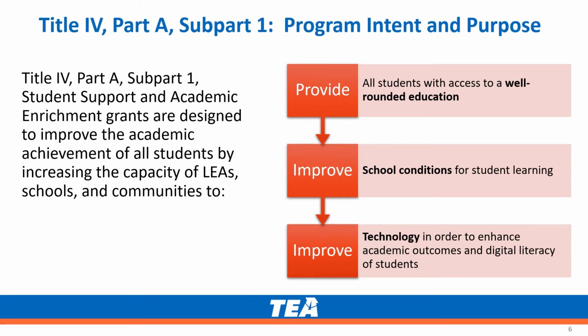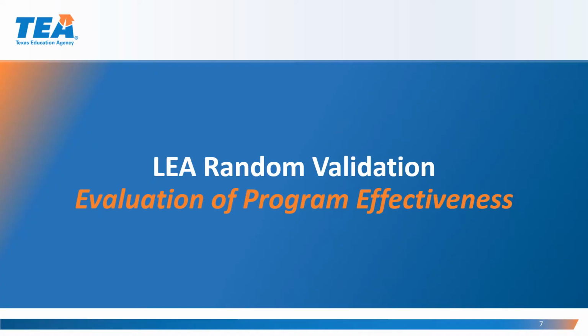The Title IV Part A grants are designed to improve the academic achievement of all students by increasing the capacity of LEAs, schools, and communities to provide all students with access to a well-rounded education, improve school conditions for student learning and safe and healthy students, and to improve technology in order to enhance academic outcomes and digital literacy of all students. For the 21-22 school year, selected LEAs must provide the latest evaluation of program effectiveness supported with Title IV Part A funds.